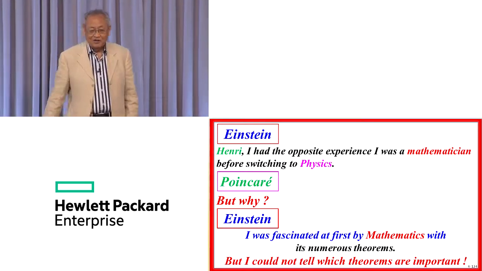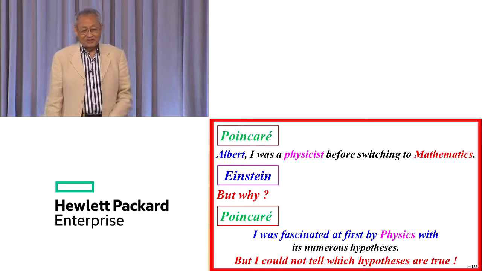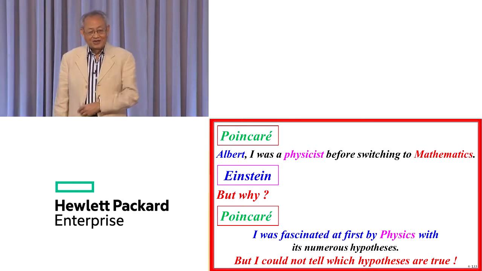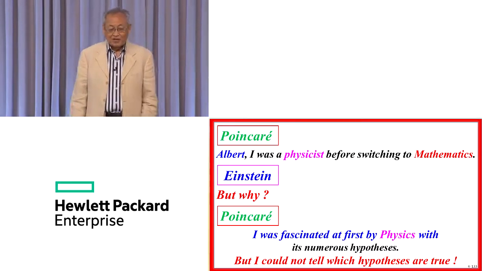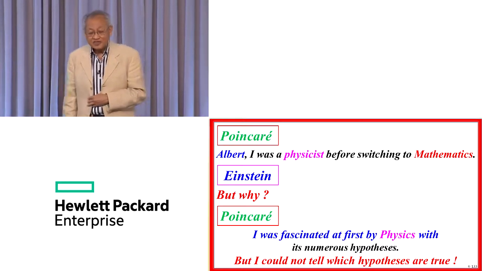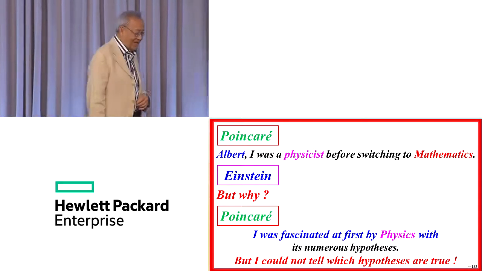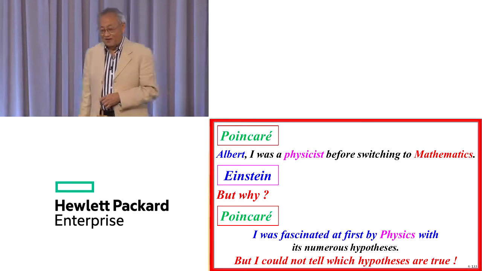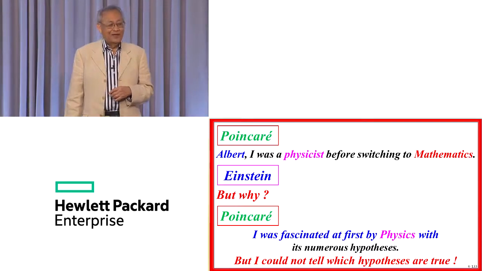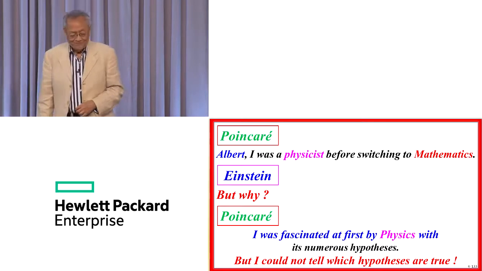So Poincaré said, "Albert, it's interesting. I'm the opposite. I was a physicist before switching to mathematics." So Einstein said, "But why?" Well, Poincaré said, "I was fascinated at first by physics with its numerous hypotheses, but I could not tell which hypotheses are true." So the moral here is that if you're a physicist, you should be careful with your hypothesis because it may not be correct.